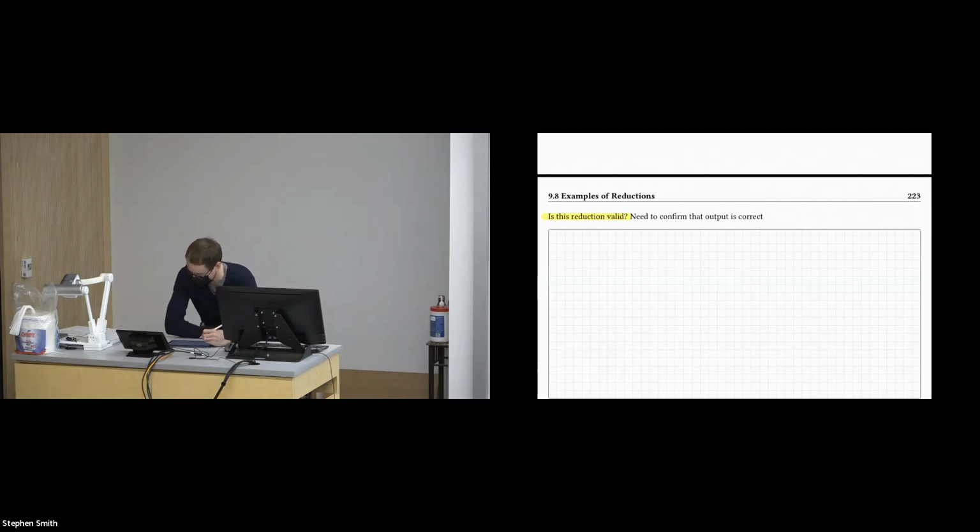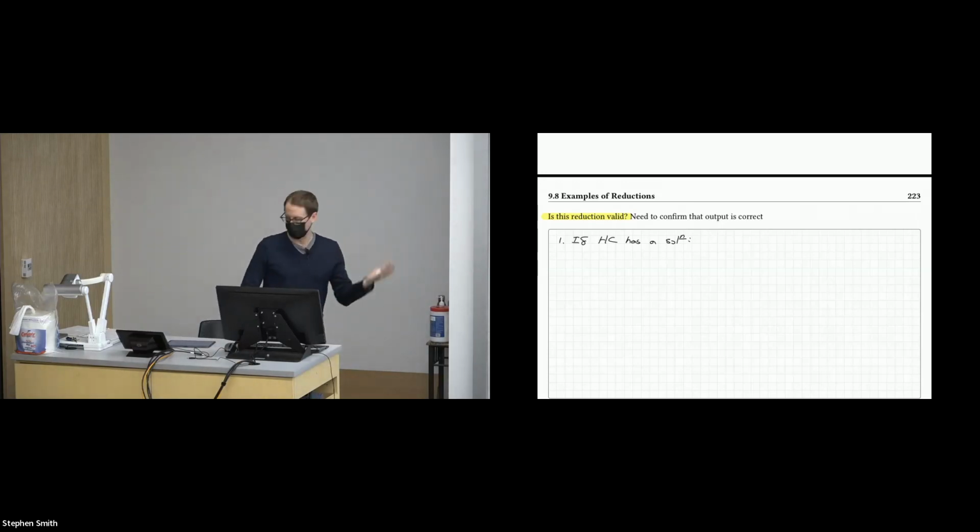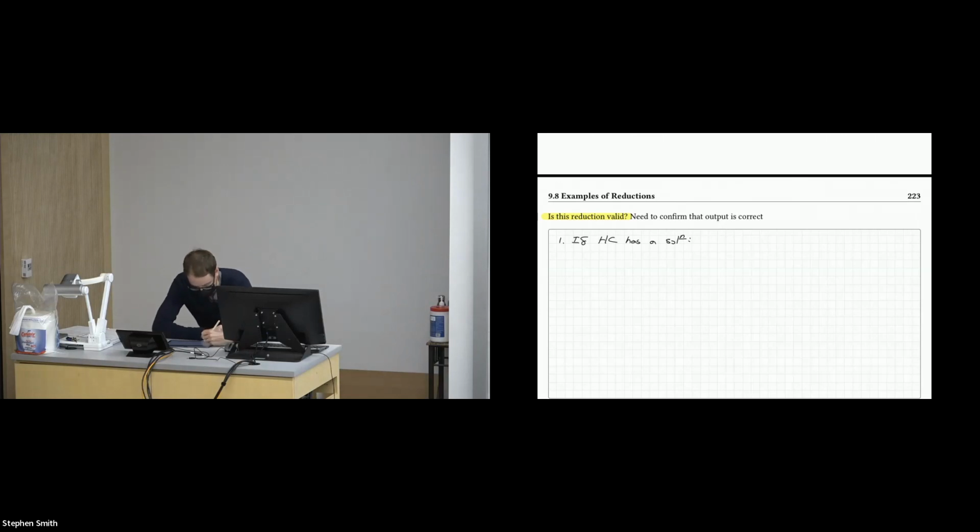So, okay. So one, if Hamiltonian cycle has a solution, then we want to show that Hamiltonian path had a solution.